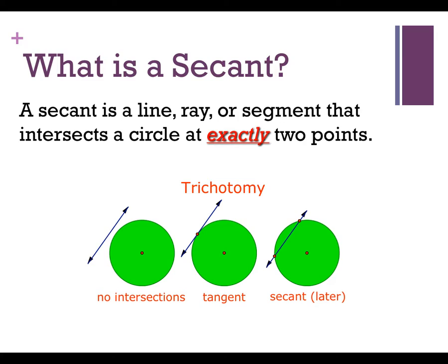A secant intersects a circle in 2 points. Or if you'd like to think about it, it's a chord that's extended into a line, as Tom mentioned earlier.